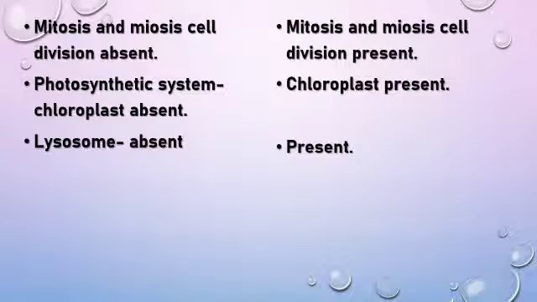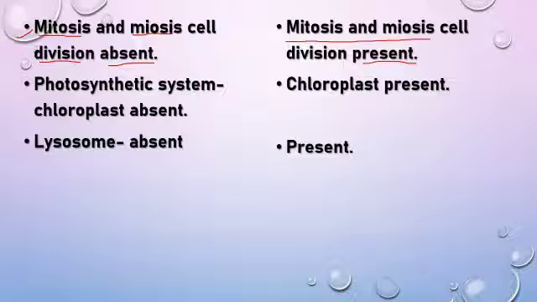Next, here we will discuss mitosis and meiosis in the prokaryotic cells. The mitosis and meiosis cell division are absent in the prokaryotic cells. But in the case of the eukaryotic cells, the mitosis and meiosis cell division are present.